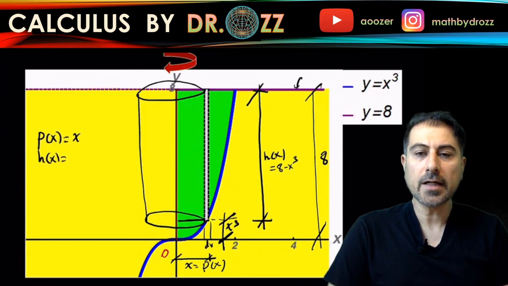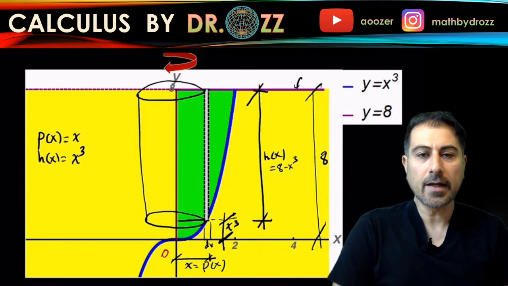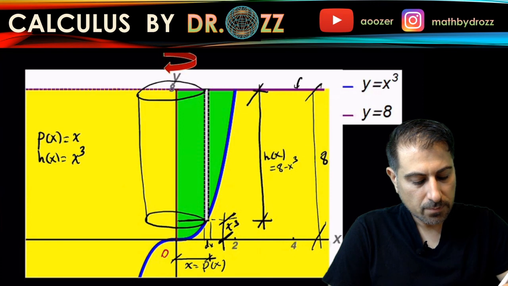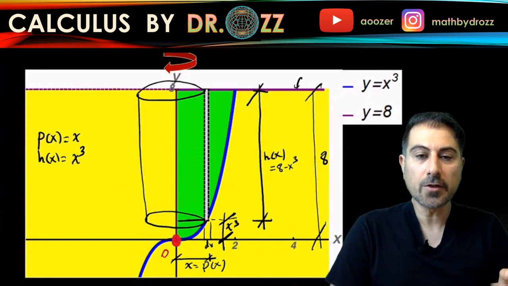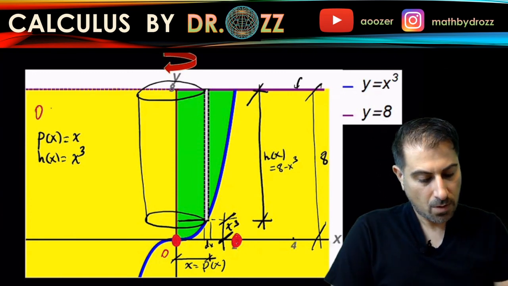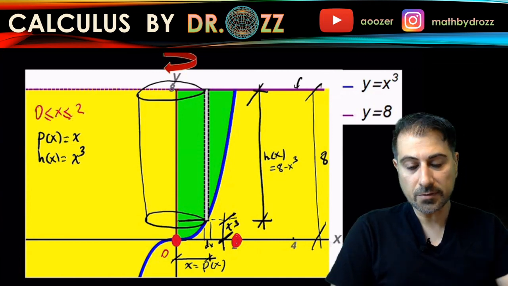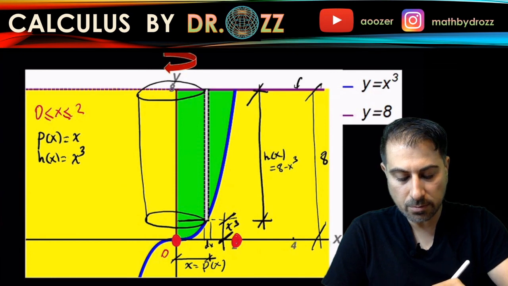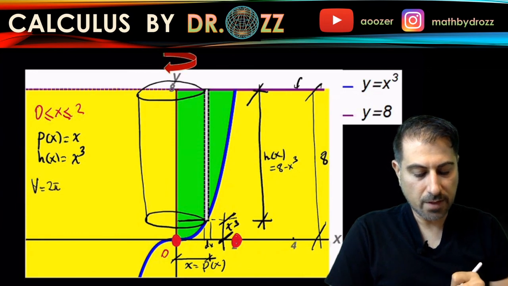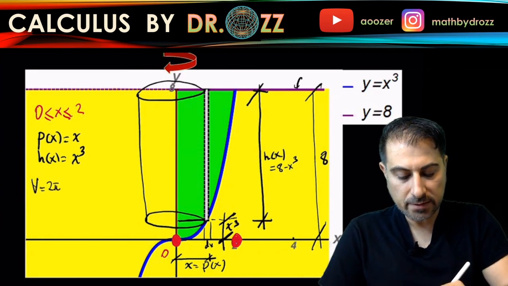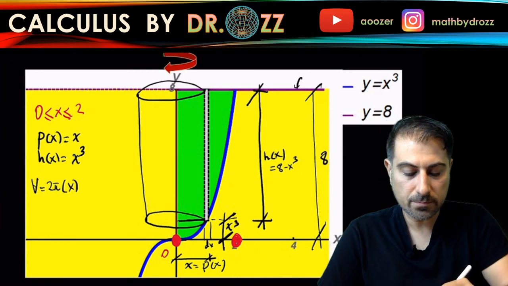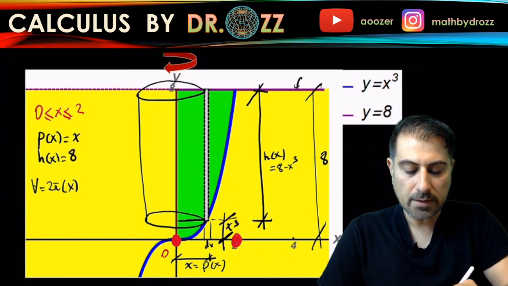Let's also check the range for x within the green region. I can see that all x's within the region range from 0 to 2. Now I can write down the volume of the representative shell. That's going to be equal to 2 pi times the radius of the bottom, which is x, times the height, 8 minus x cubed, dx.